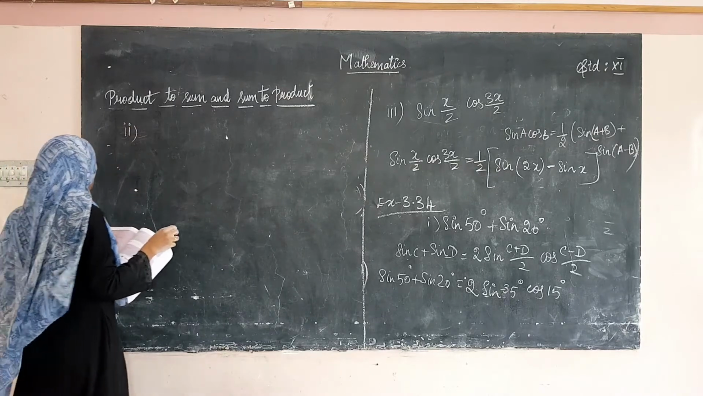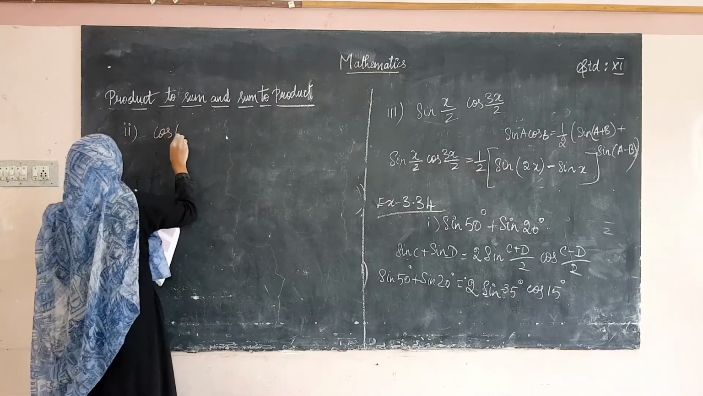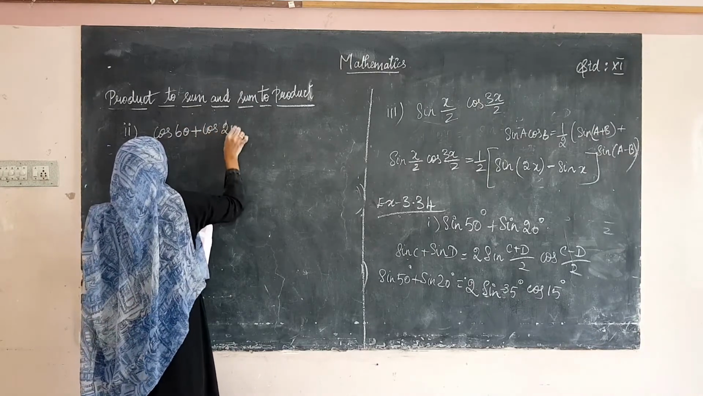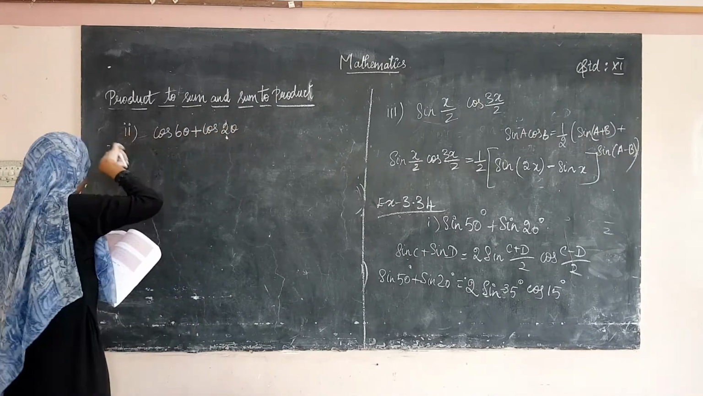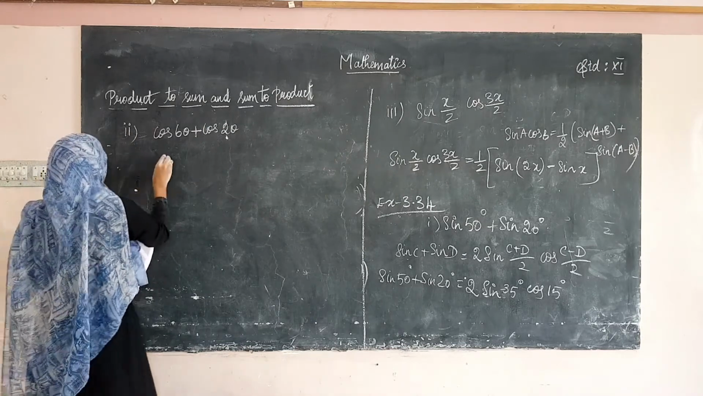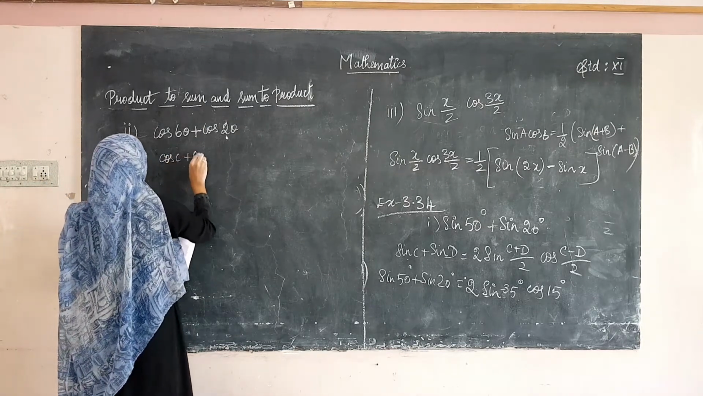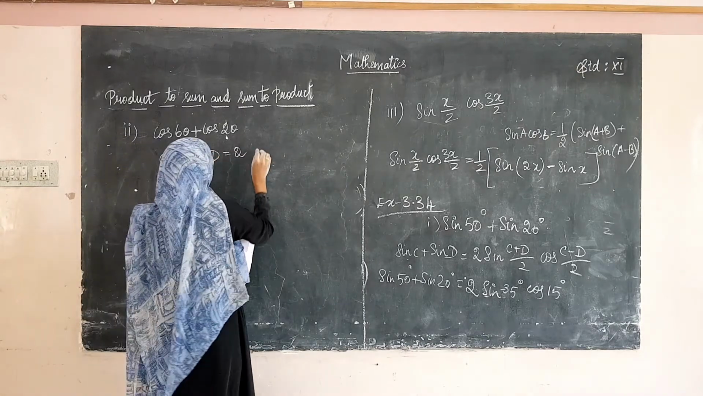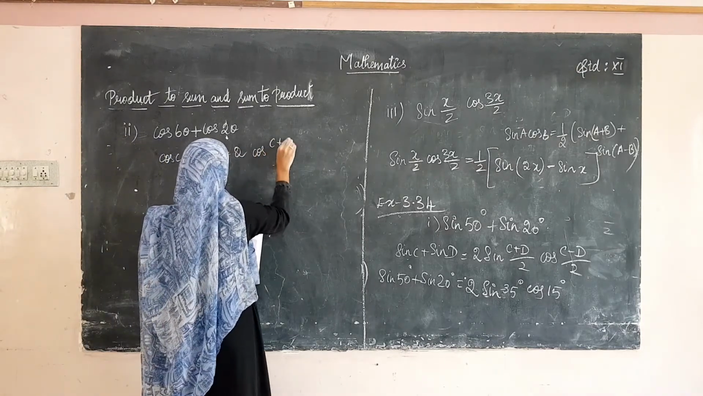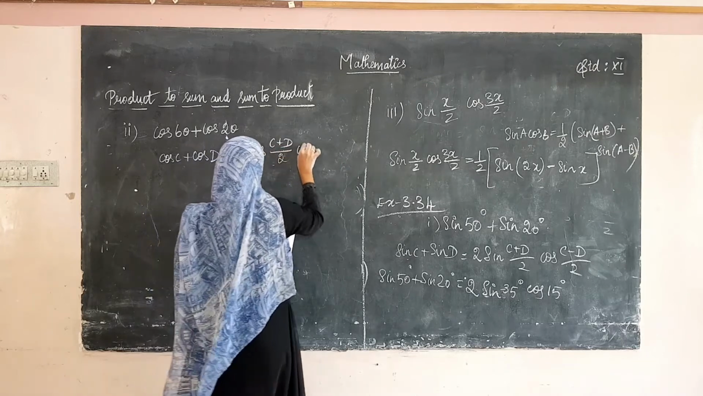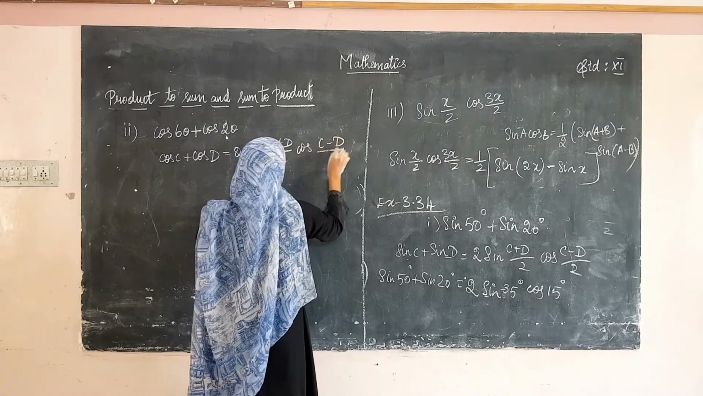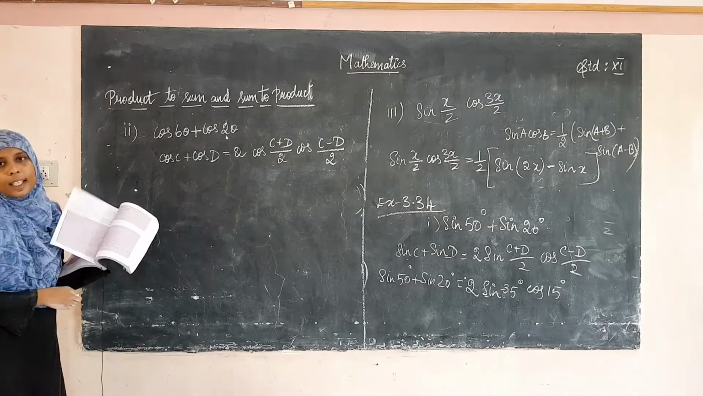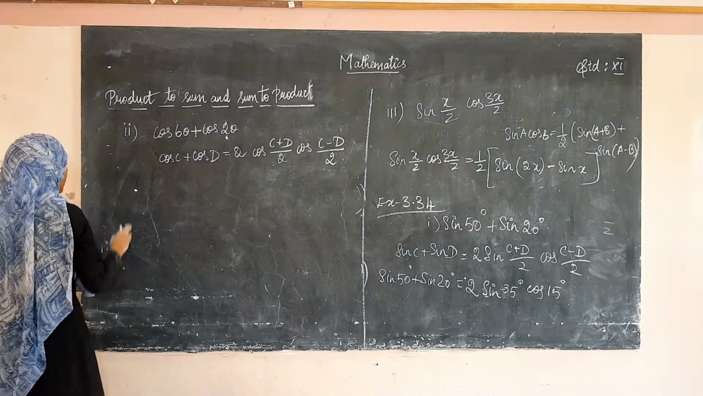Okay, see the second subdivision. It is cos 6θ plus cos 2θ. So, this is in the format of cos C plus cos D. What is the formula? It is 2 cos((C+D)/2) cos((C−D)/2). What is C here? C is 6θ. What is D here? D is 2θ. Okay.